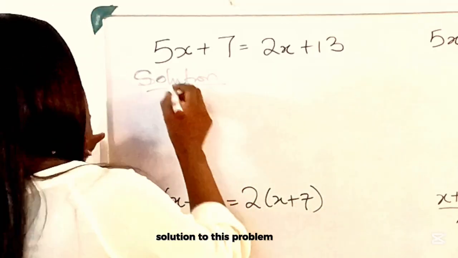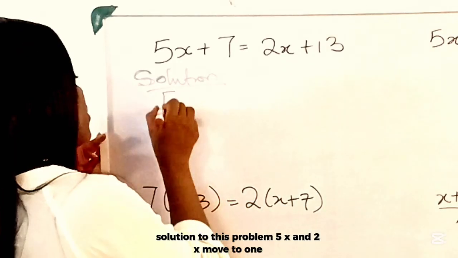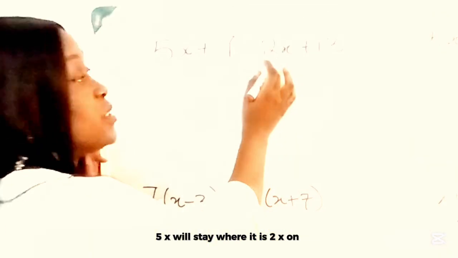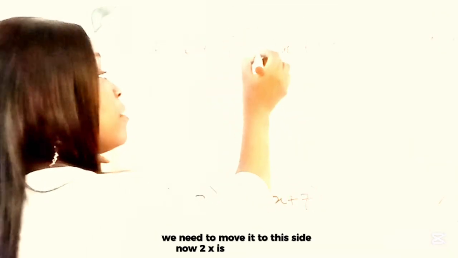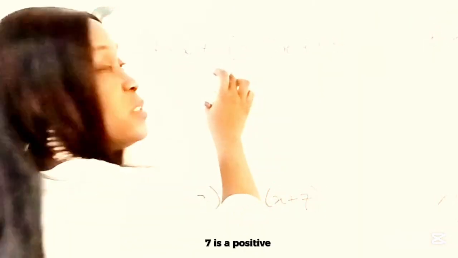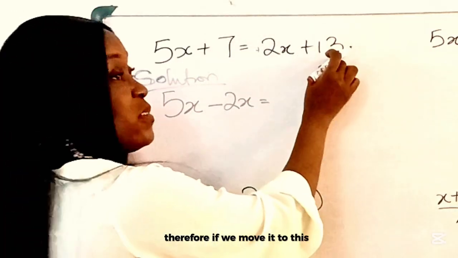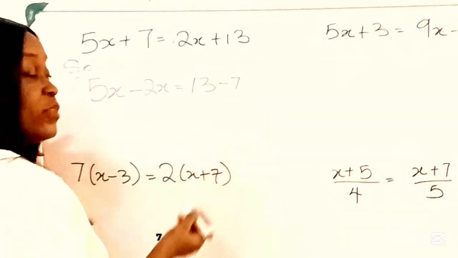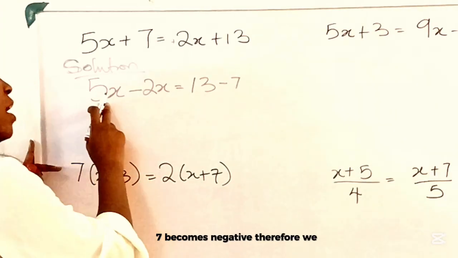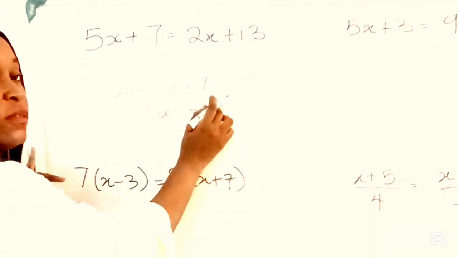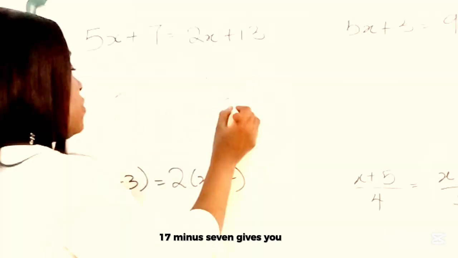Solution to this problem: 5x and 2x move to one side. 5x will stay where it is. 2x on this side, we need to move it to this side. Now 2x is a positive term, so when it moves to this side, it's going to turn to a negative. 7 is a positive, therefore, if we move it to this side, it becomes a negative. So 13 will remain on this side. 7 becomes negative. Therefore, we have 5x minus 2x gives you 3x. 13 minus 7 gives you 6.